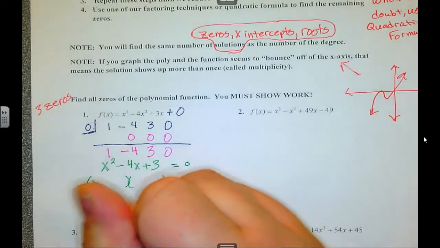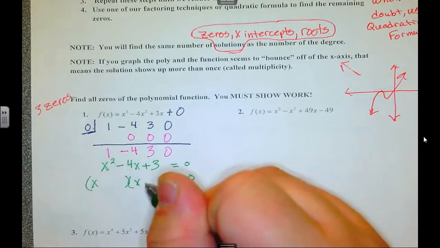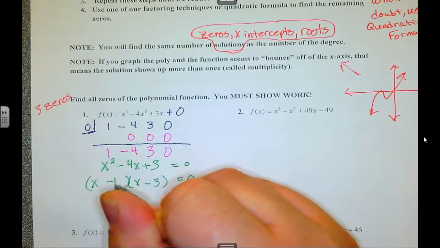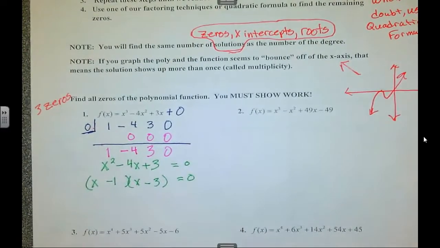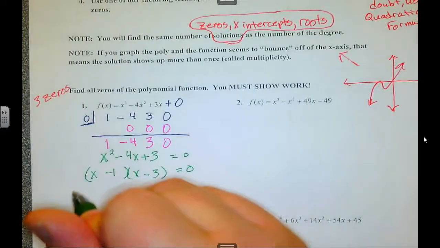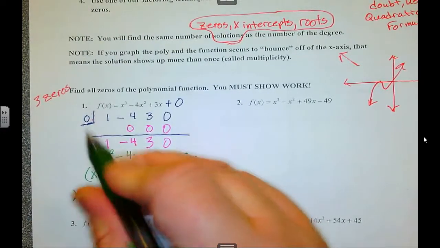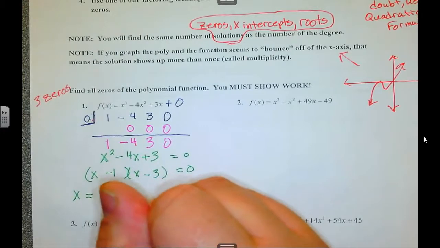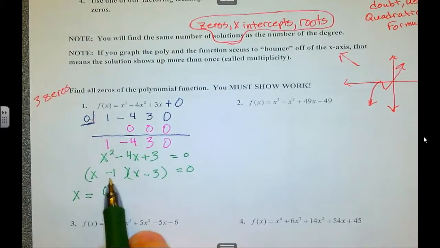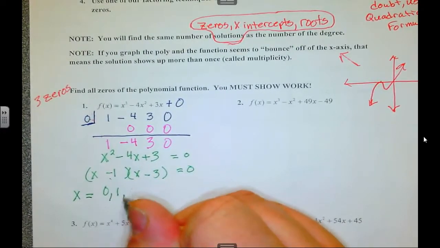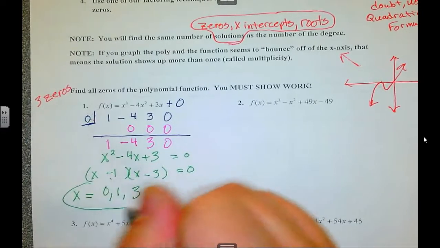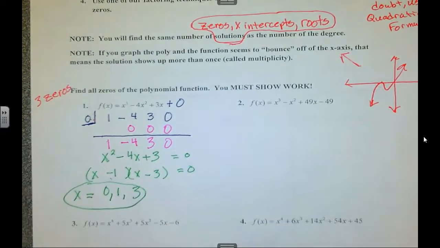Okay. So x minus 3, x minus 1. So all of my zeros are what? x is going to equal 0, positive 1, and positive 3. There's all three of my zeros. Easy peasy, right?